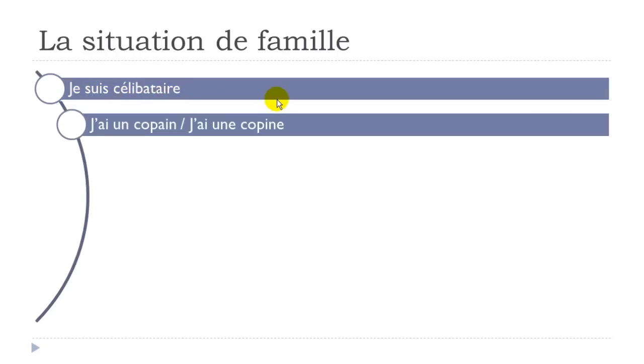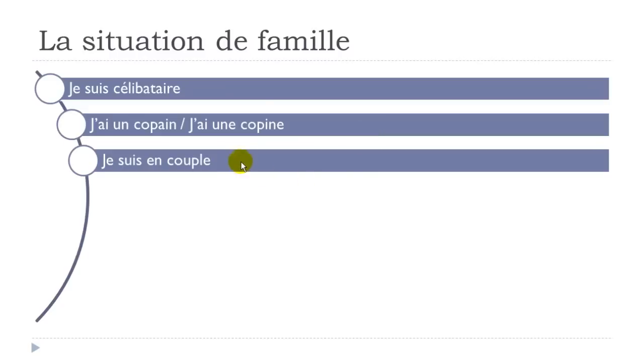Second option. J'ai un copain. Boyfriend would be copain. And then the feminine form, girlfriend, copine. J'ai, I have. J'ai un copain. I have a boyfriend. Féminin, j'ai une copine. I have a girlfriend.